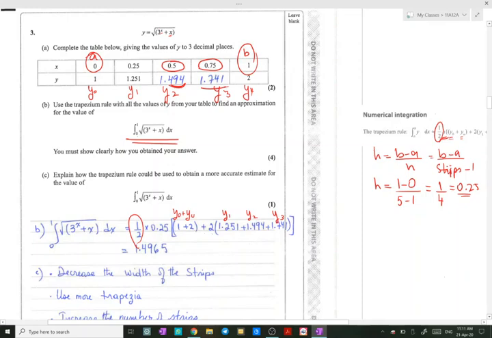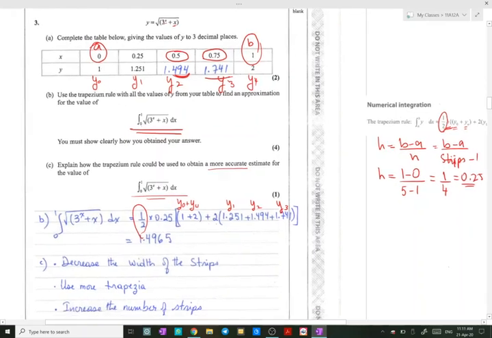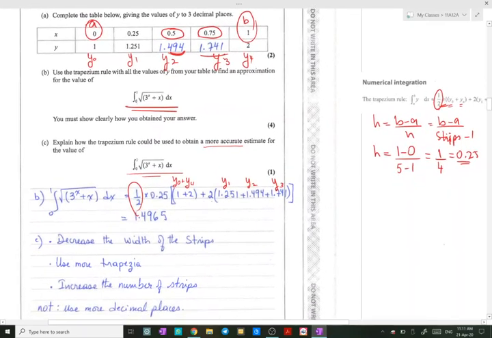Part C, explain how the trapezium rule could be used to obtain a more accurate estimate for the value of the integration. Now, the choices, or the points that you can use: we can decrease the width of the strips. We can also use more trapezia. We can use more strips, and increase the number of strips.